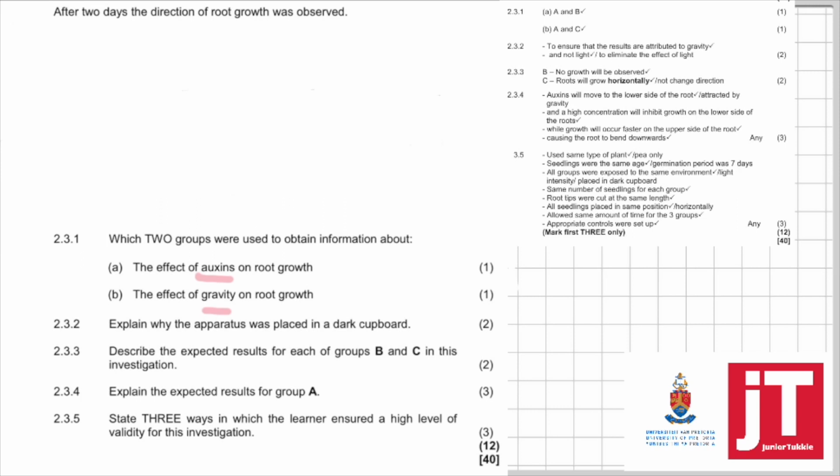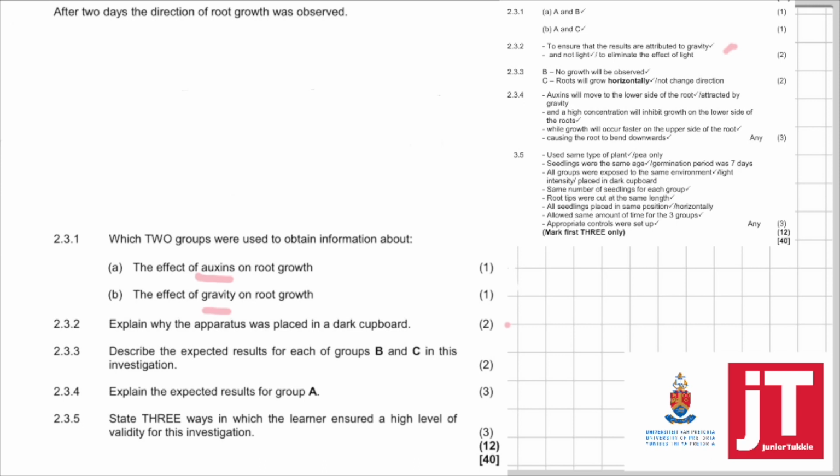2.3.2. Explain why the apparatus was placed in a dark cupboard. Now you want to make sure you're testing gravity and you don't want light to now affect your results. So you want to ensure the results are because of gravity and you don't want light to affect your experiment.